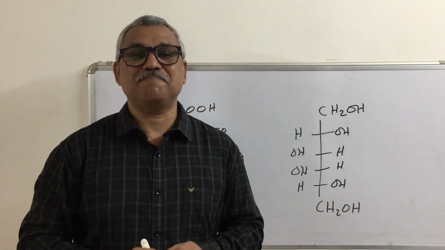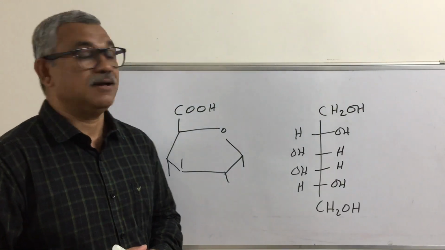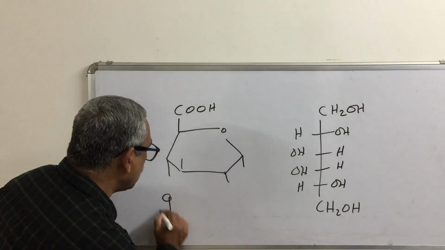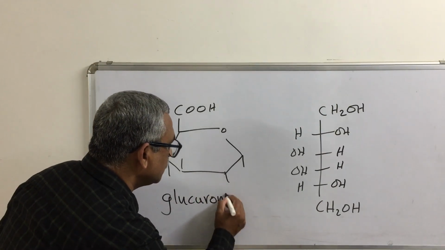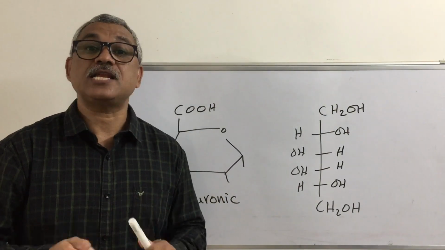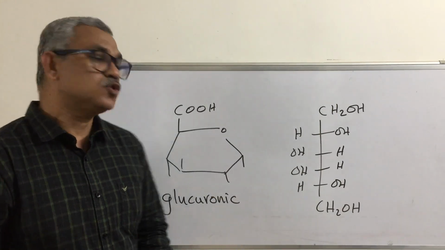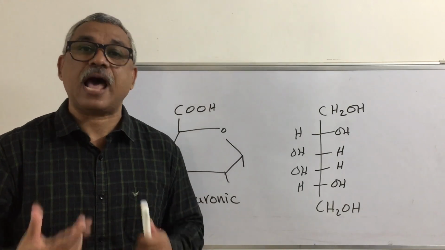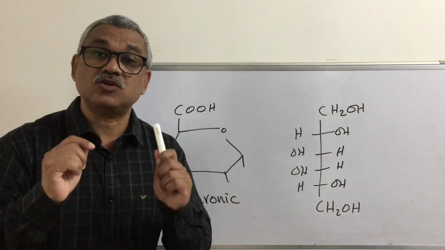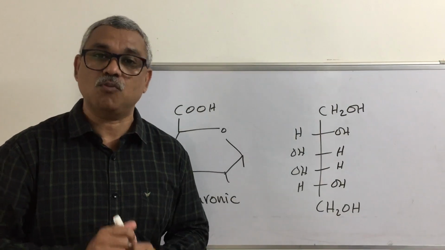This video will not be complete unless we say a few lines about sugar acids. This is a sugar acid, glucuronic acid. Glucuronic acid is one of the intermediates formed as part of the pentose phosphate pathway. Similarly, many other sugar acids are found in nature, and sugar acids play a very vital role, especially in giving a charge to several biomolecules.